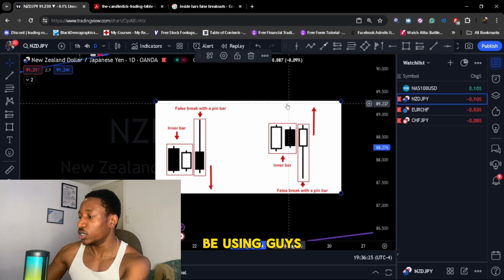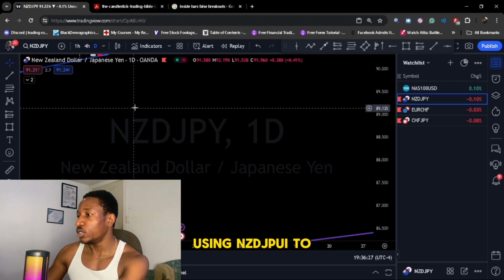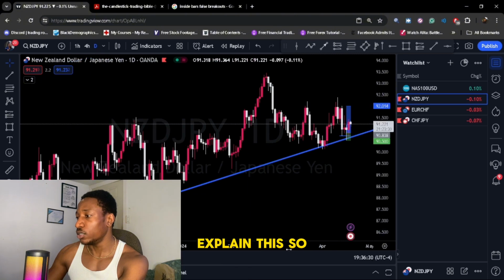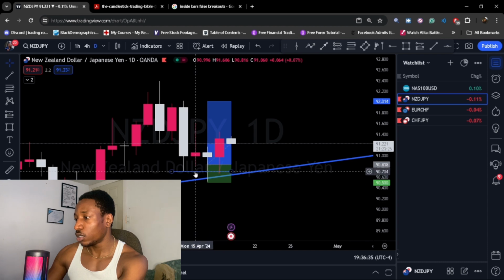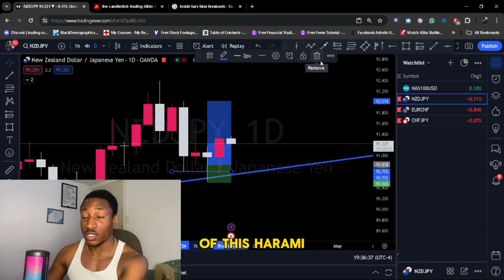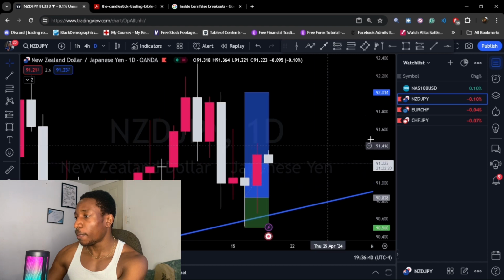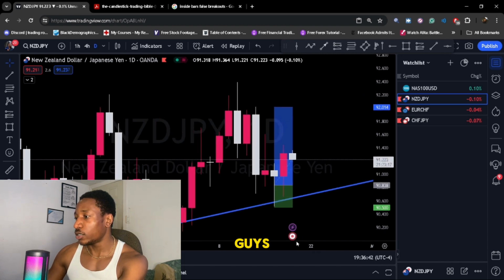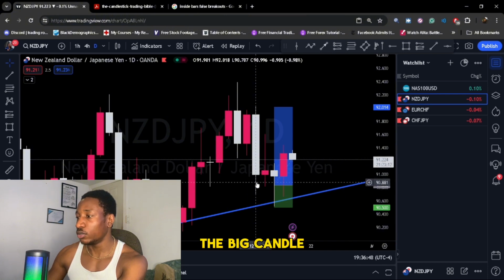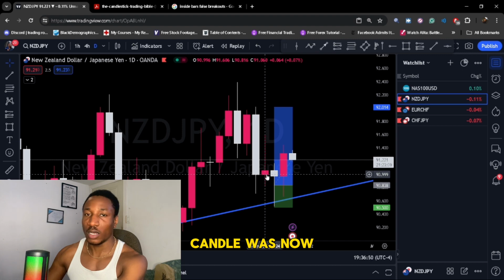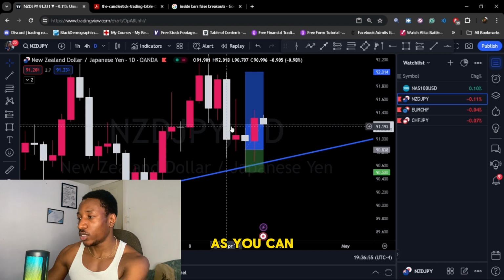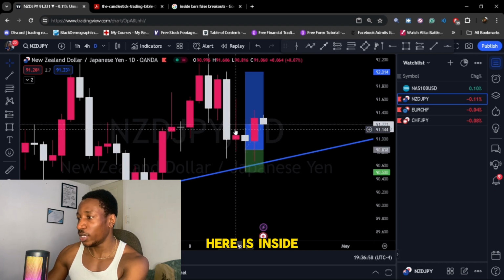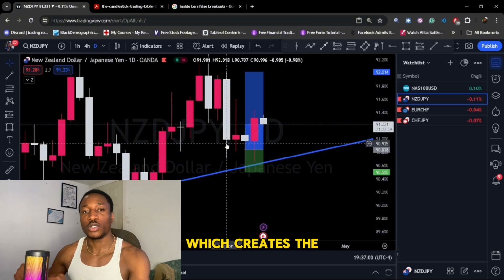So what we're actually going to be using guys is NZDJPY to explain this. So let me show you guys a trade that I actually entered because of NZDJPY and because of this harami pattern, right? So when it comes to the harami guys, like I told you guys, what I wait for is this big candle. As you can see, this was the big candle. Then the next candle was now the candle that is very small and it's inside the previous candle, right? So as you can see, this candle, this pink candle here, is inside this white candle, which creates the harami pattern.